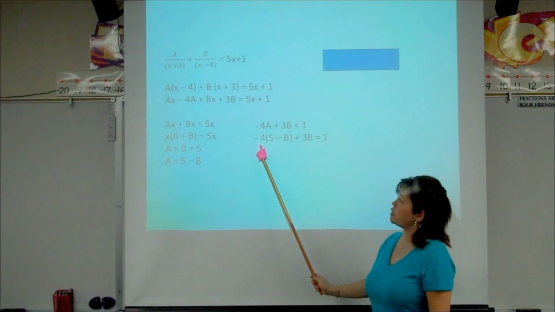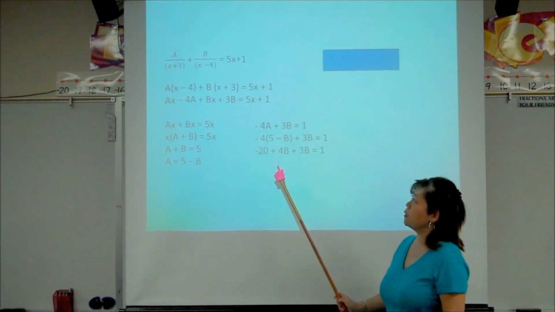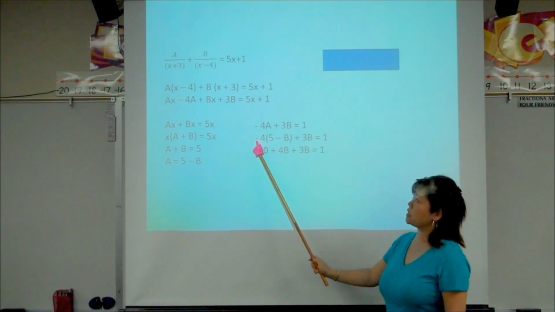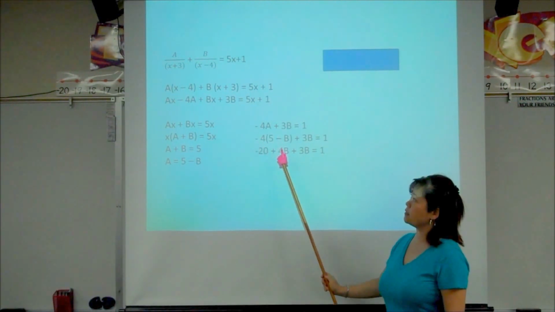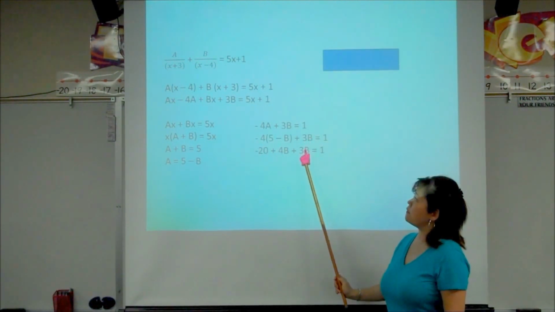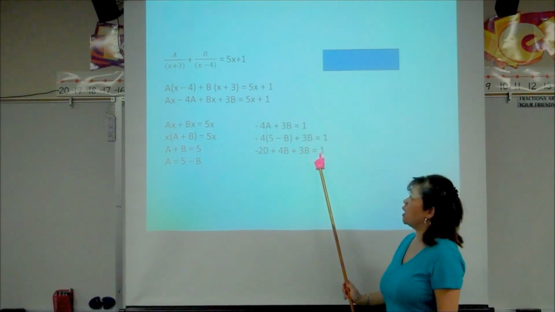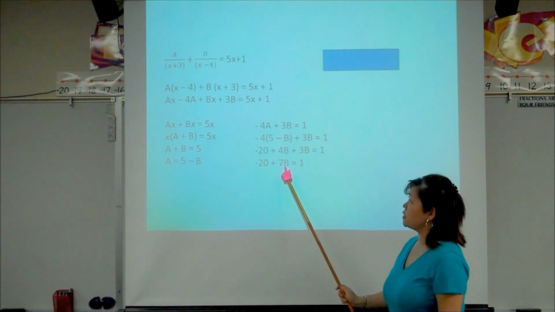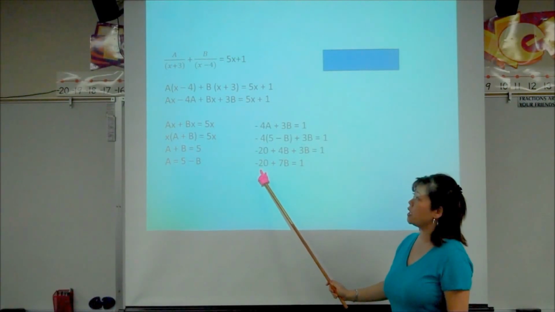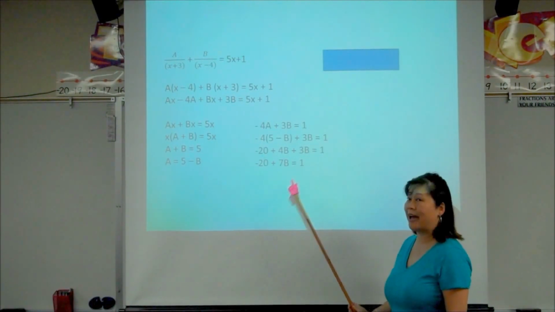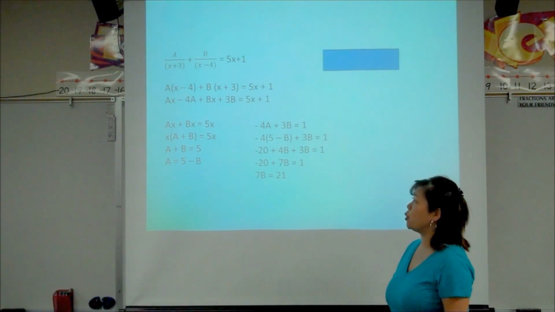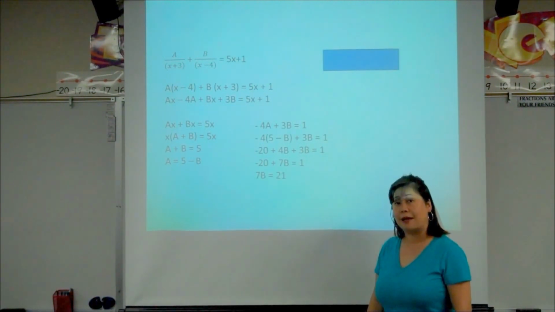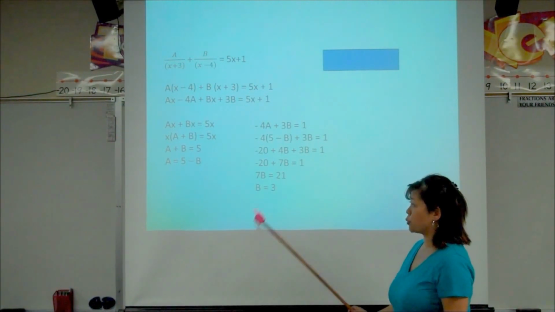We're going to distribute the negative 4 into the parentheses. We get negative 20 plus 4b. It's plus 4b because it's a negative and a negative, right? That gives us a positive. And then I still have a 3b equals 1. So we're going to combine like terms now. And so we get 7b on this part right here. We're going to bring the negative 20 over on the other side by adding it. And that gives us then 21. If we continue to solve for b, divide by 7 on both sides, b equals 3.